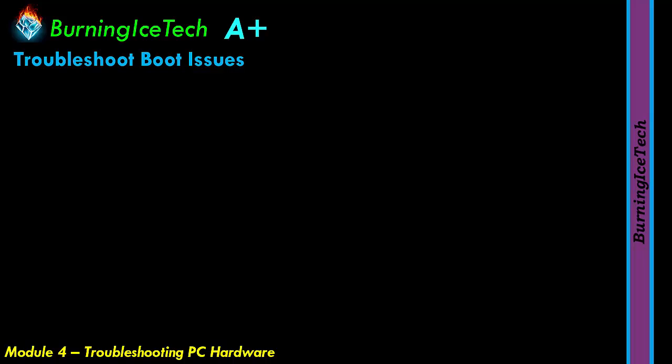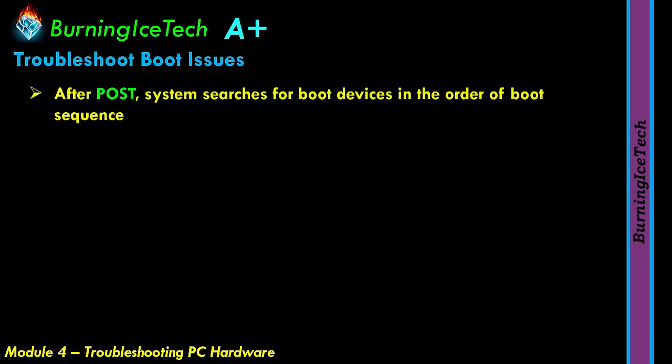Man, we are talking about a lot of troubleshooting in this module, aren't we, guys? So after POST, by now you would know what POST is, the system searches for boot devices in the order of the boot sequence. Earlier in this video, we spoke about the boot sequence. That is something that you would go and configure in your BIOS or your UEFI. It's effectively the order in which your machine is going to search for a device that it can boot from, something that's got an operating system on it.